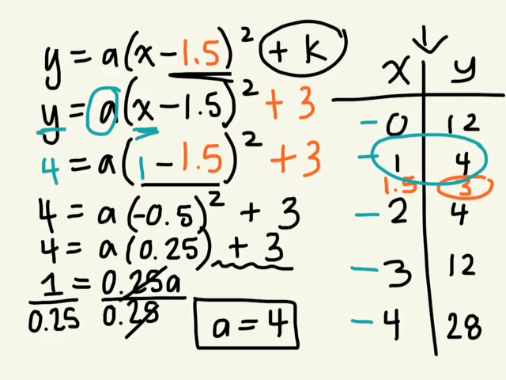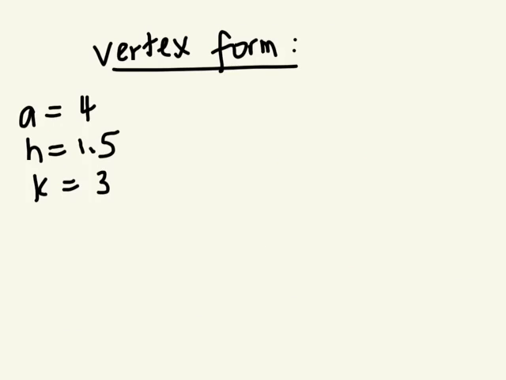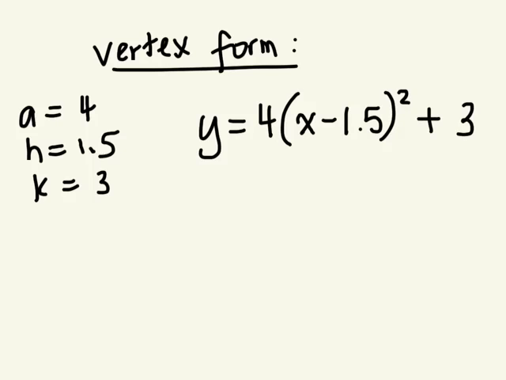Okay, so now we figured out the a value. We found a, h, and k. The final answer in vertex form is y equals 4(x minus 1.5) squared plus 3. And that's what they were looking for, the equation in vertex form.